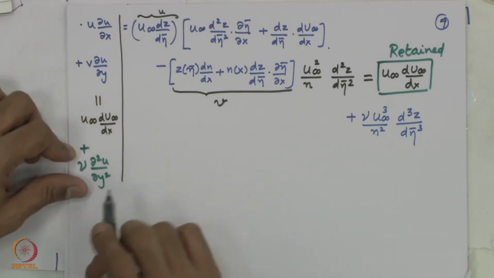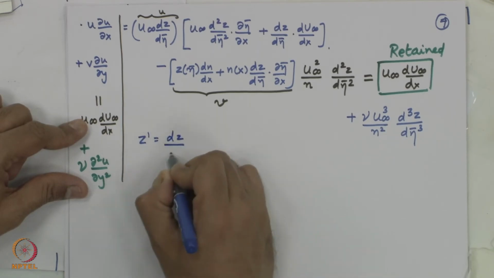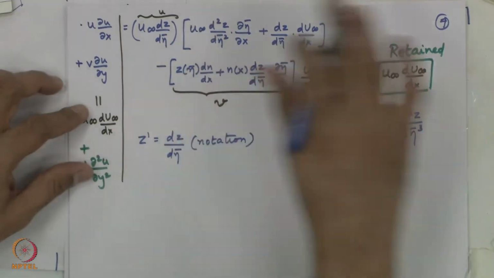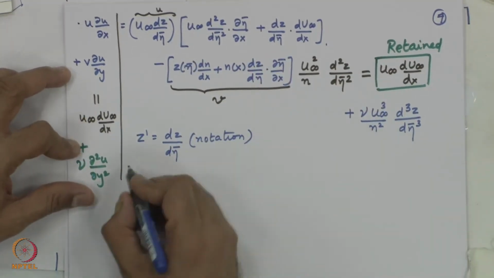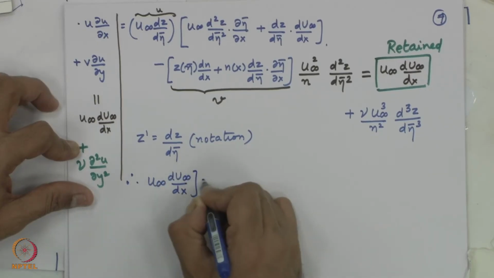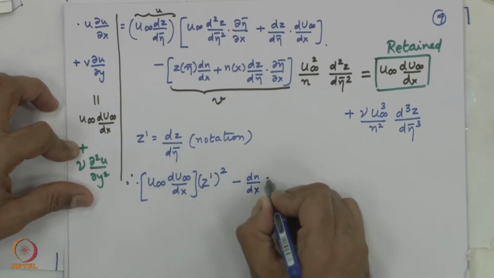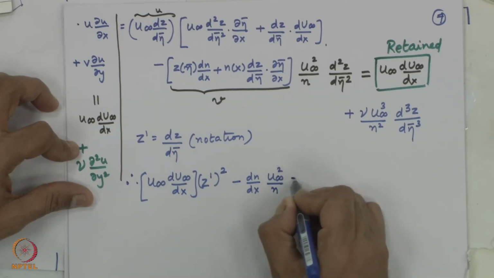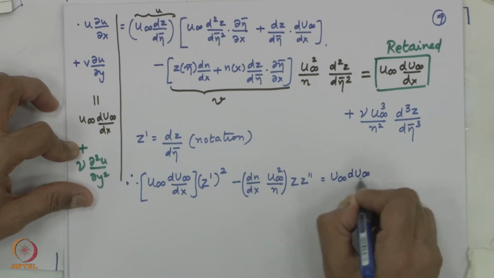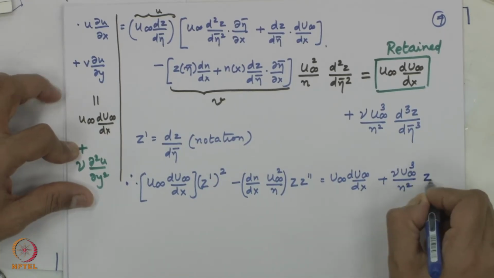So, if I do this maths and simplify, and just for simplification let us call z prime equal to dz by d eta bar. This is just notation, nothing else, and this is a conventional notation. We do the algebra, and we get the governing equation as u infinity du infinity by dx into z prime squared minus dn by dx u infinity squared by n z double prime is equal to u infinity du infinity by dx plus nu u infinity cubed by n squared z triple prime.